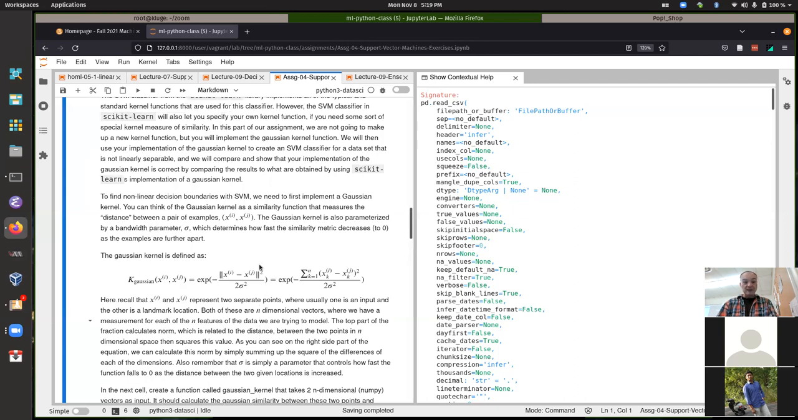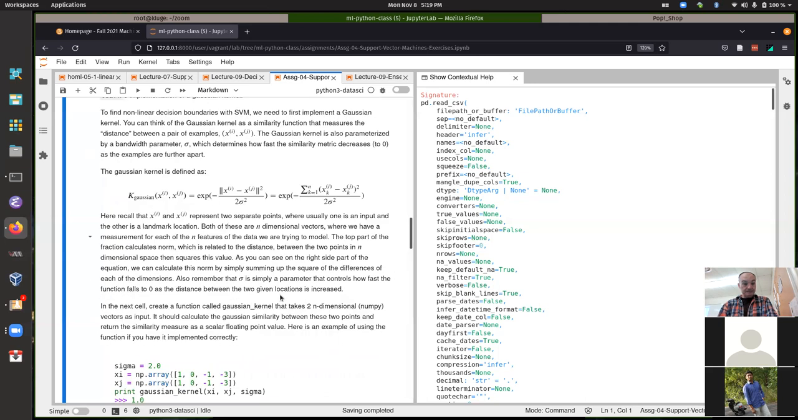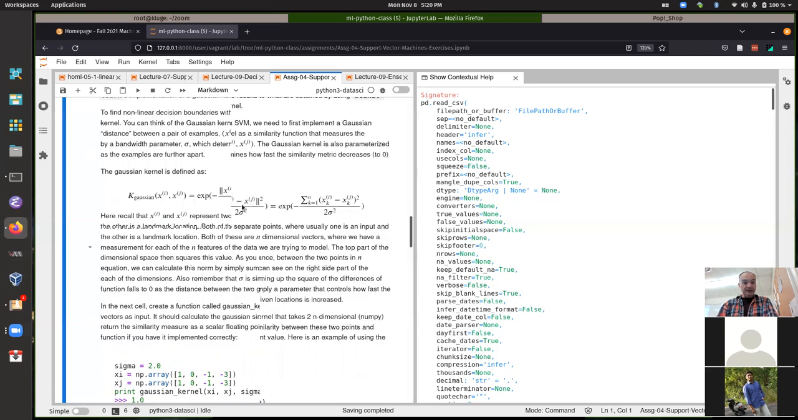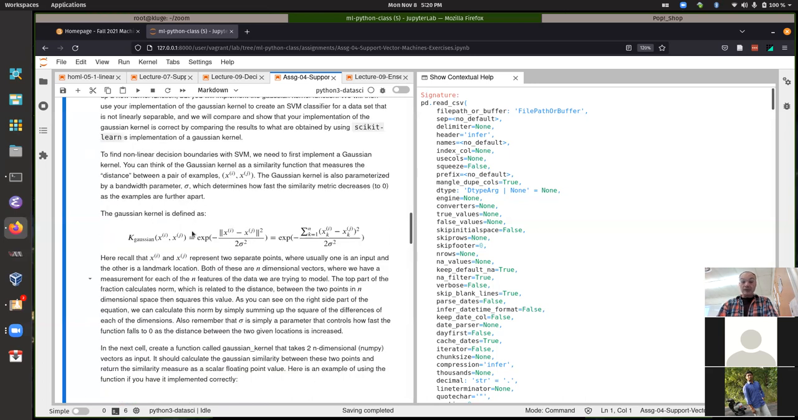So this is notation for the norm. This really gets the length. So you take the difference of these two vectors and find the length of that resulting vector. You can use the linear algebra norm function to do that, for example, from NumPy, and other ways.